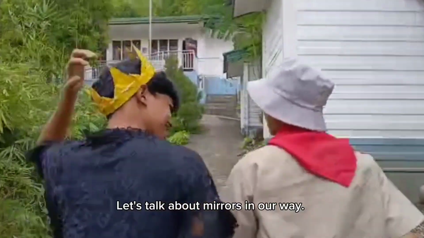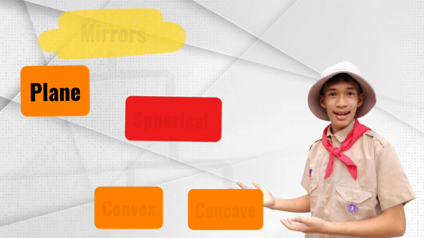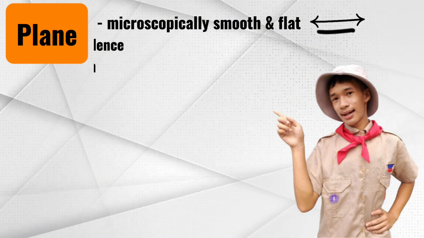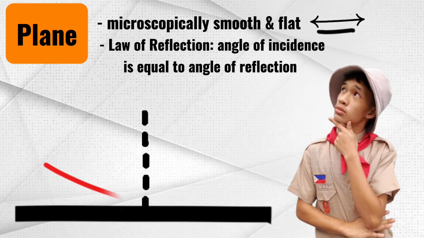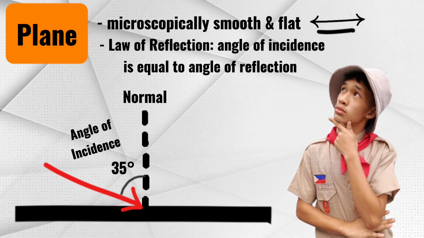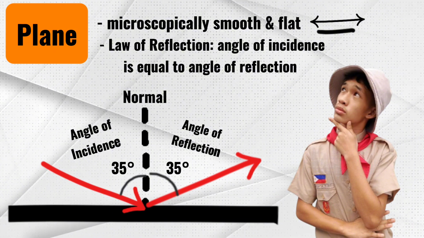Let's talk about mirrors on our way. There are 3 main types of mirrors that we make use of. Plane, convex, and concave mirrors. Let's start with a plane mirror first. A plane mirror is a reflective surface that is microscopically smooth and flat. As stated in the law of reflection, the angle of incidence would be equal to the angle of reflection. To further illustrate, the angle of incidence is the angle an incident ray forms with a normal, which is an imaginary line perpendicular to the reflective surface. On the other hand, the angle of reflection refers to the angle created between the reflected ray and normal.